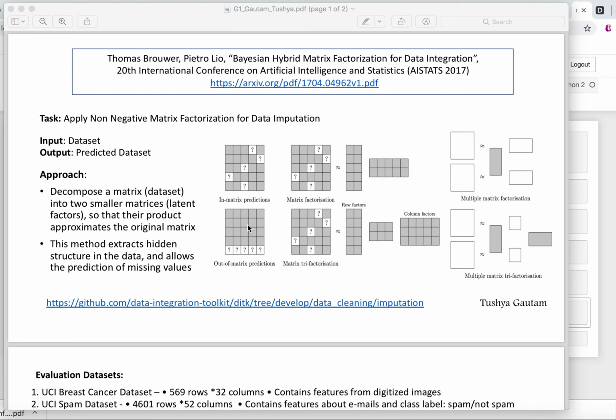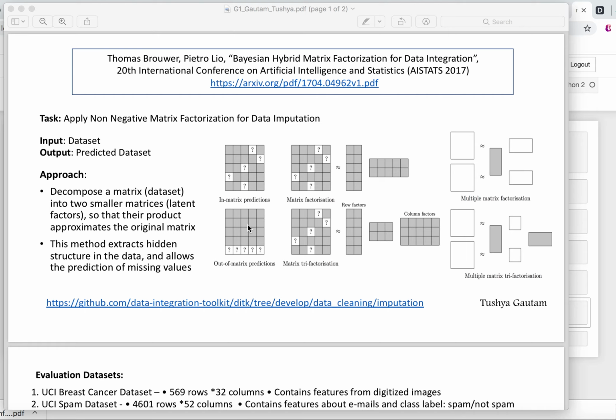The beauty of this method is that if you initially have a matrix with missing values, you can split it into latent matrices such that if you multiply them back, you get back a complete matrix with predicted values in the missing cells. An extension of this algorithm is matrix trifactorization, where you can split a matrix into three different matrices such that if you multiply them back, you get the original matrix. This is normally implemented when you're missing an entire row or column of data.